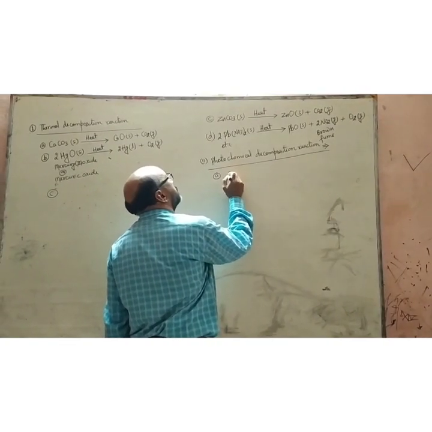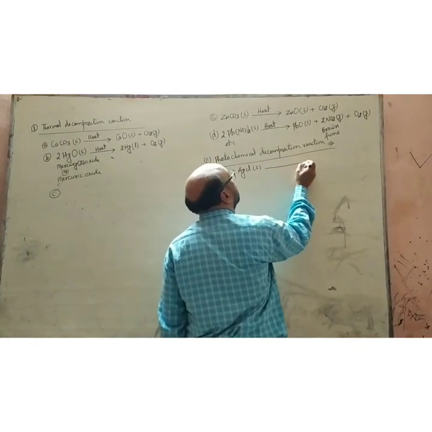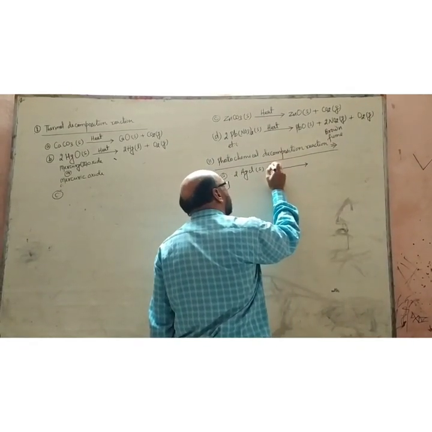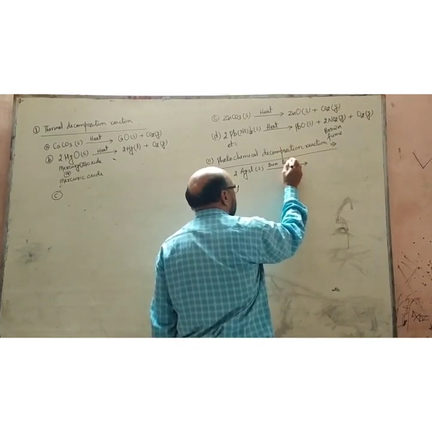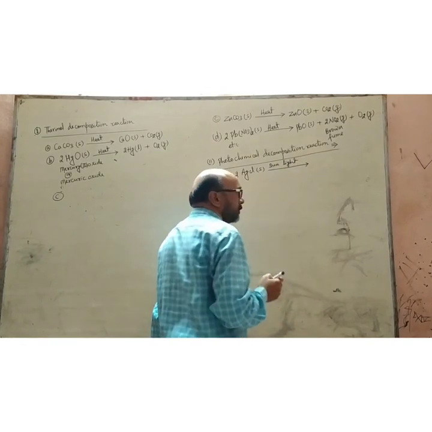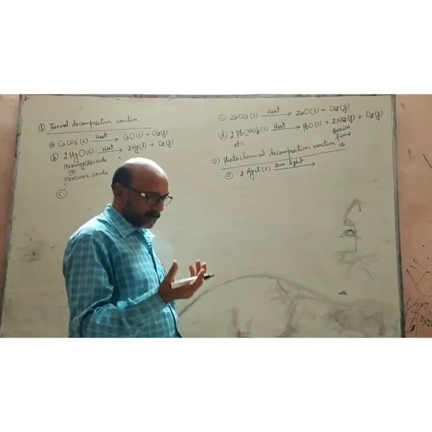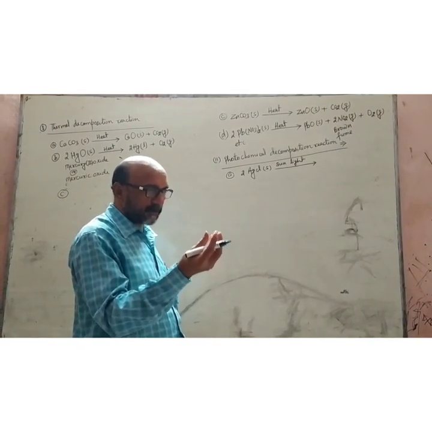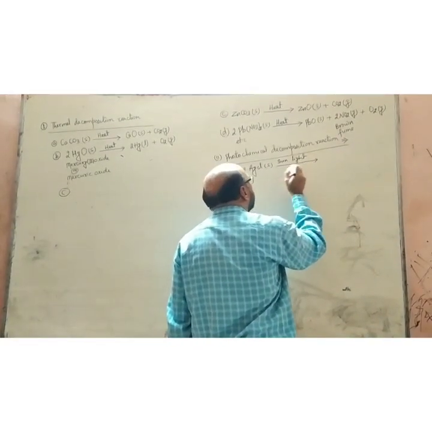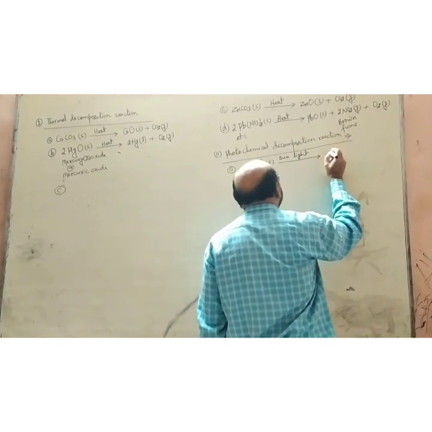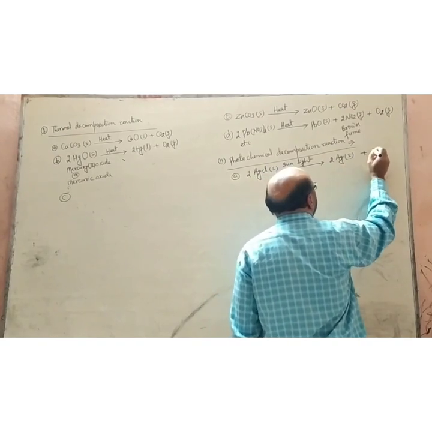The reaction is 2AgCl solid. It decomposes when we keep this silver chloride in a watch glass. If you take some silver chloride and keep the watch glass in direct sunlight, it will decompose into silver metal and chlorine.